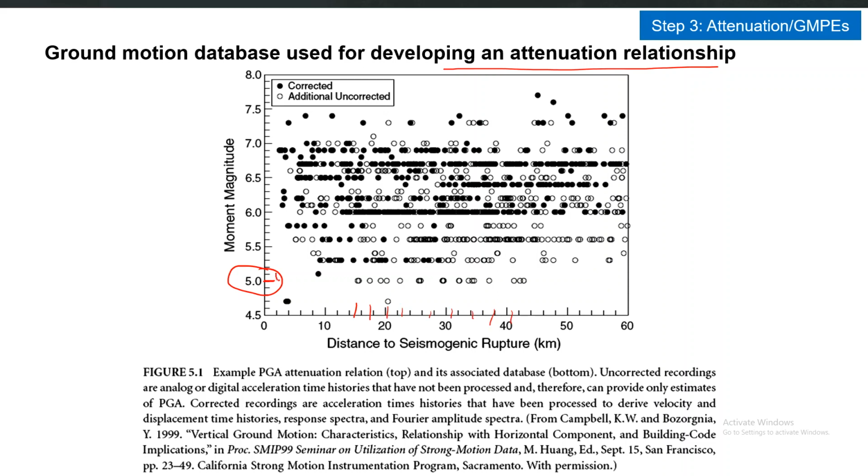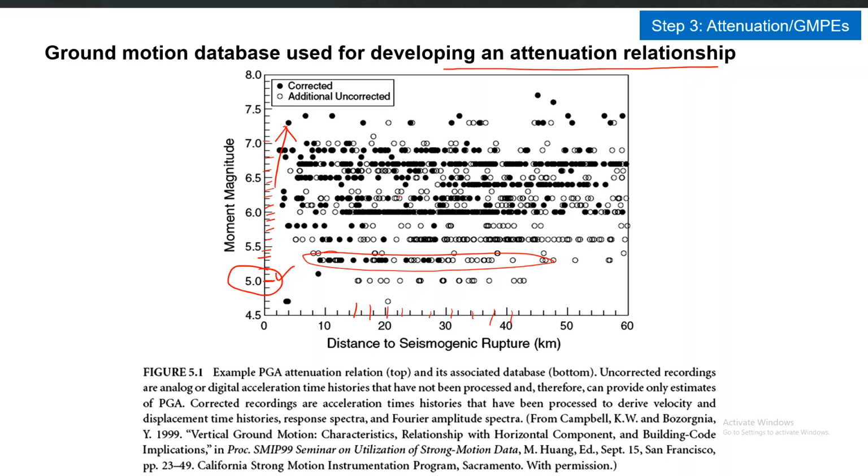So for each magnitude you will have different readings from different seismic stations, and they will be located at different distances from the actual source. So all of these, as you go up, you have different magnitudes. So all of these are the different earthquake events along the y-axis.